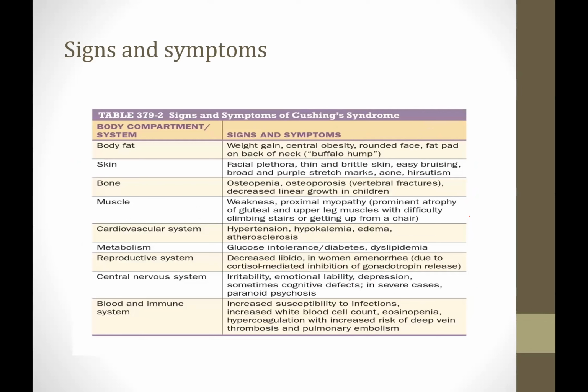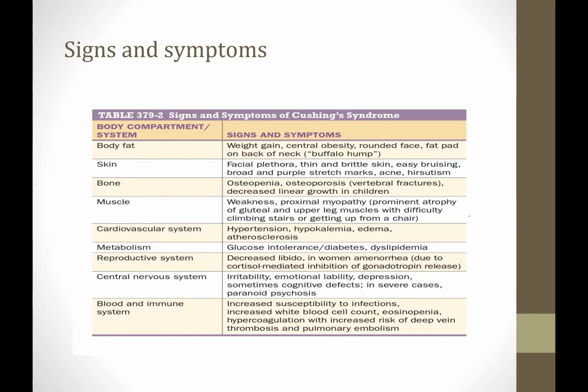Okay. Coming to the signs and symptoms: body fat, like weight gain, central obesity, moon-like face, and buffalo hump. In skin, it causes facial plethora, thin and brittle skin, easy bruising, broad and purple stretch marks, acne and hirsutism. Bone, it causes osteopenia, osteoporosis, and in children, decreased linear growth, and in muscle, it causes proximal myopathy. In the cardiovascular system, it causes hypertension, hypokalemia, edema, and atherosclerosis due to excess mineralocorticoid effect. And metabolic disorders like glucose intolerance, diabetes, and dyslipidemia.